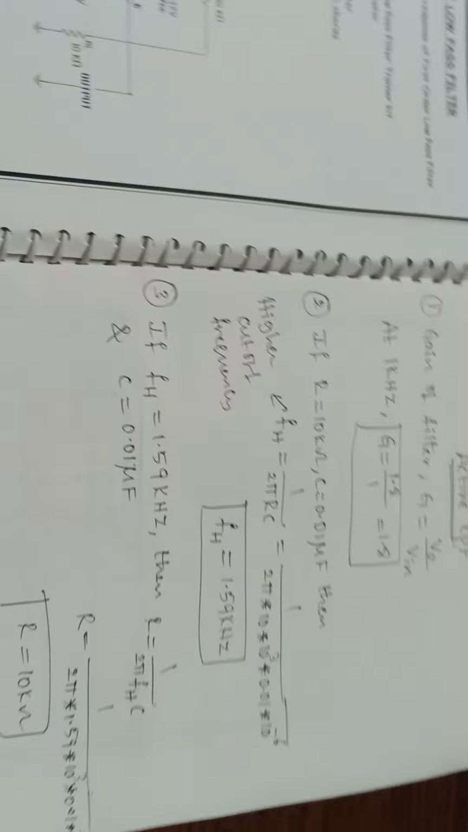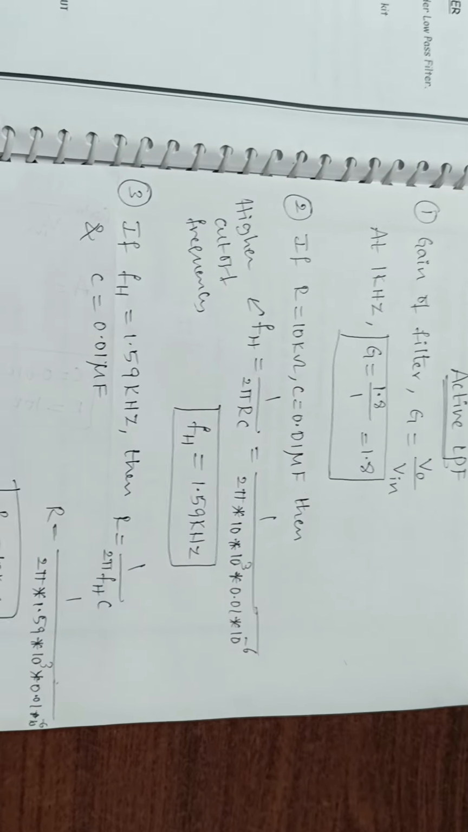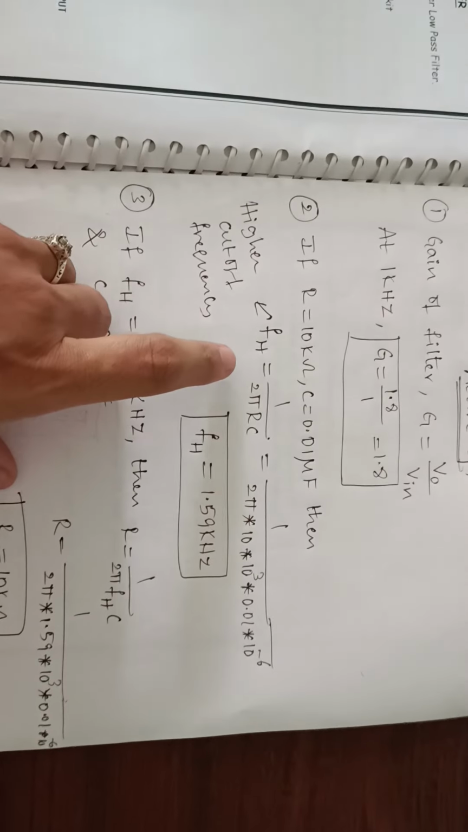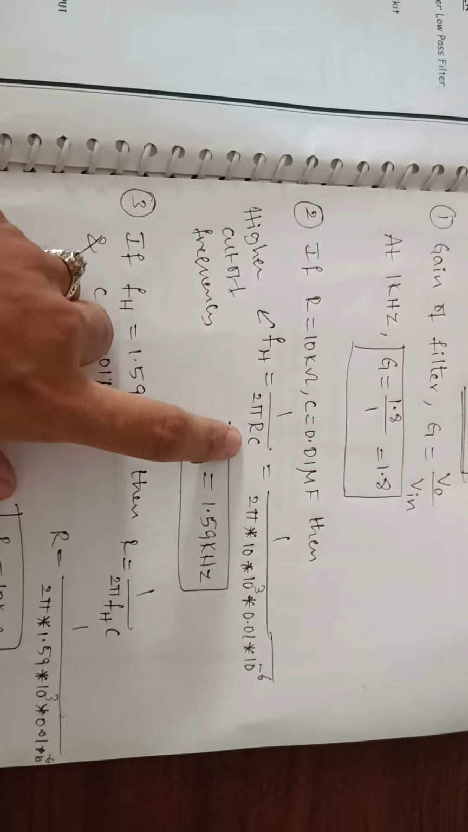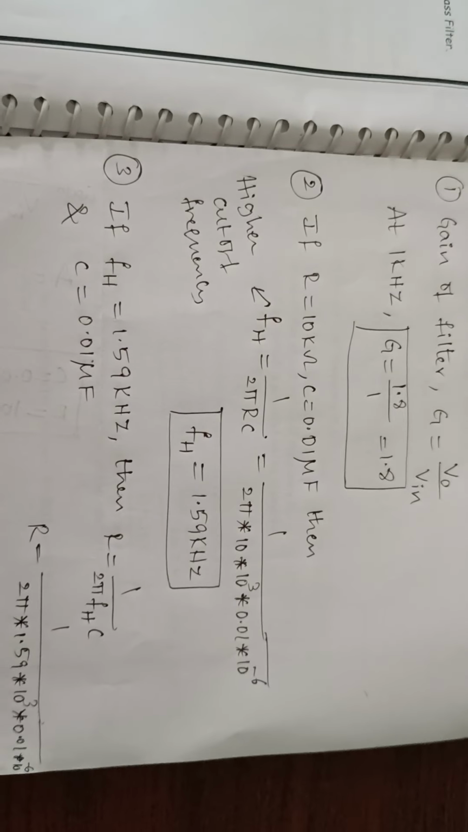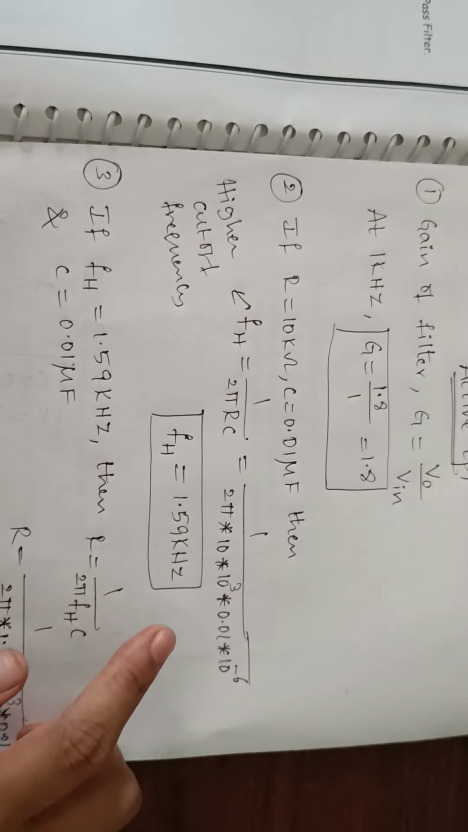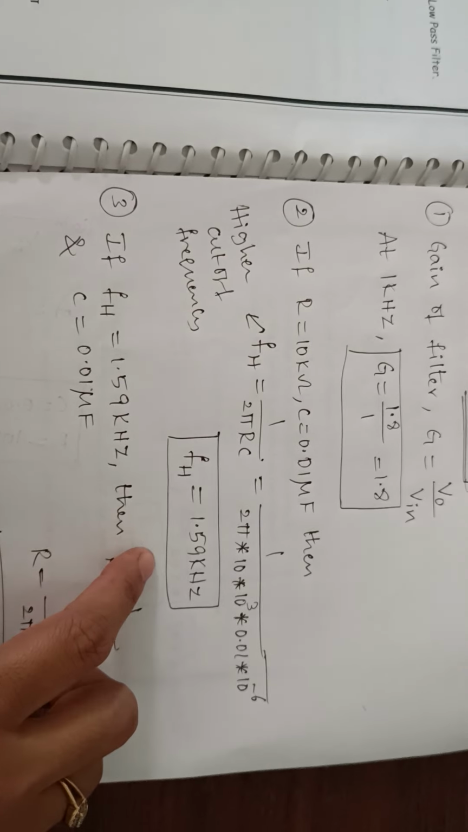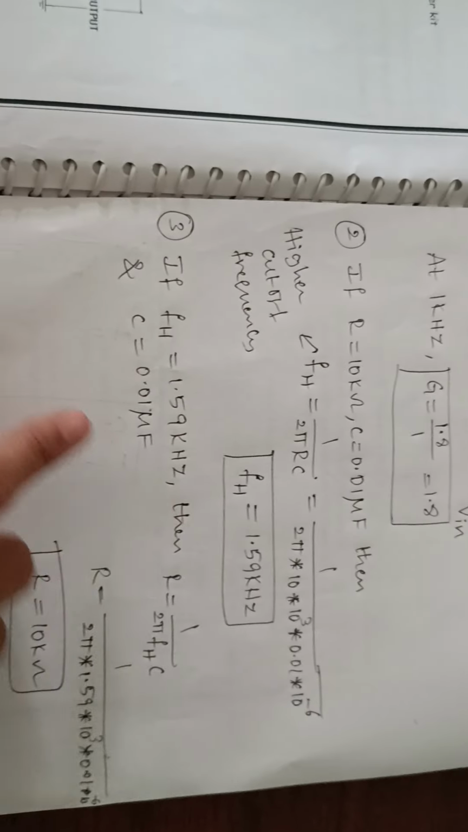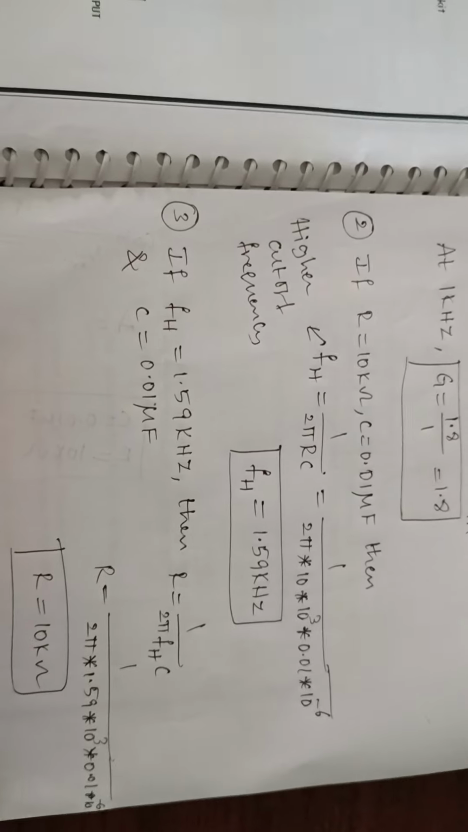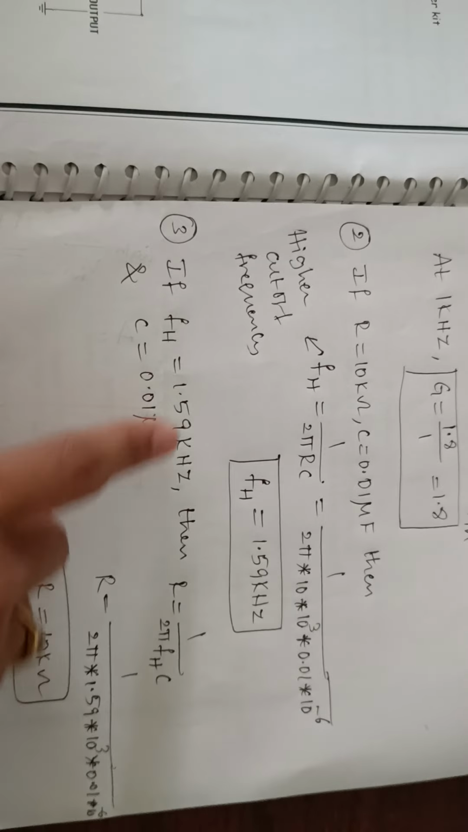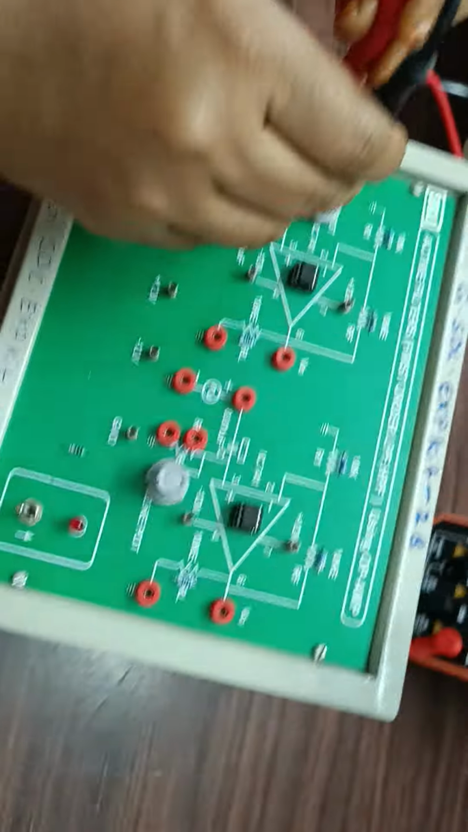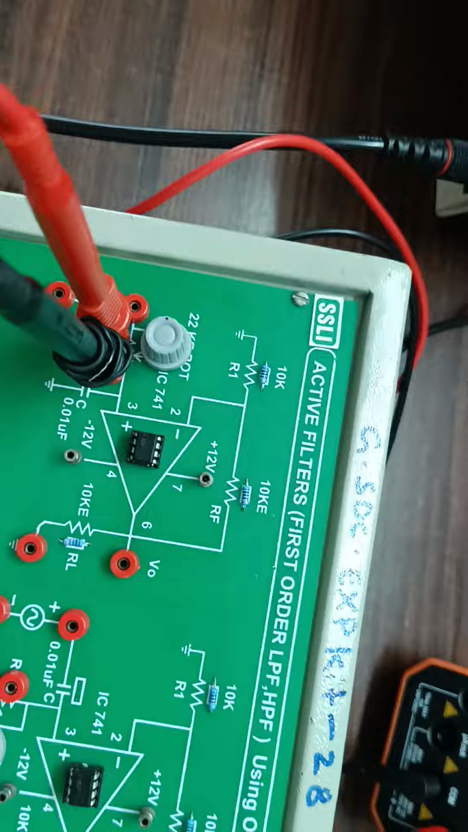The reason for setting is, let us see the design of active low pass filter. If R value and C value are known, then FH can be written as 1 by 2 pi RC. Where R value we have substituted 10 kilo ohm and C value we have substituted 0.01 microfarad. By substituting these values, we will get FH equal to 1.59 kilohertz. Suppose if FH is known, C is known, we can find the value of R. Here FH and C are known, we will assume that, and we will change the value to 10 kilohertz.